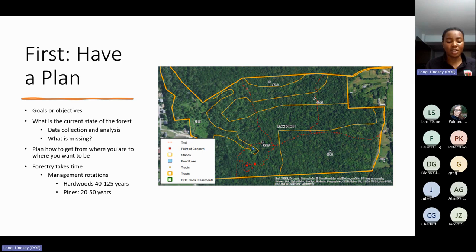And then there's another option: maybe you want to have it for habitat, or maybe you just want a really pretty forest so you can have walking trails through it. Those are all goals or objectives. So throughout this, I'll probably talk about habitats and also logging a lot. Those are two very common goals and objectives.